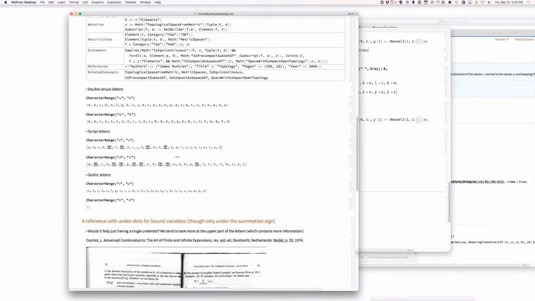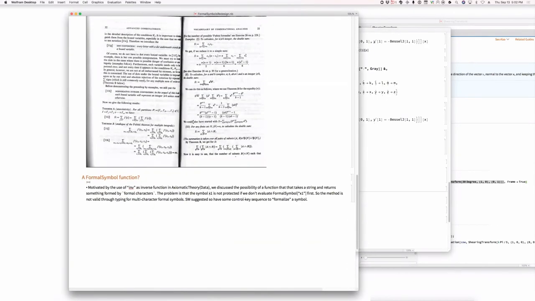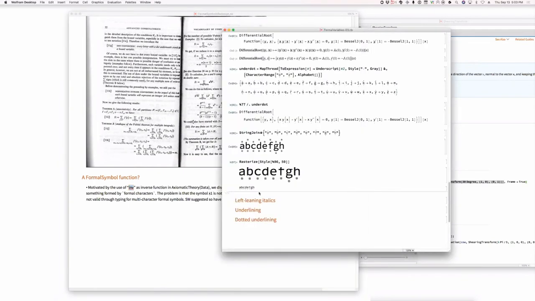Because we wanted to have a way of generating. Oh, that's right, as an inverse function. We wanted to have multi-character. So what would happen if we had a function called formal symbol of ABC, for example? You're saying it has to dotify it, and so it would have to put it in the system context and dotify it. Is that correct? So what this would turn into is system backtick, and then it would be.